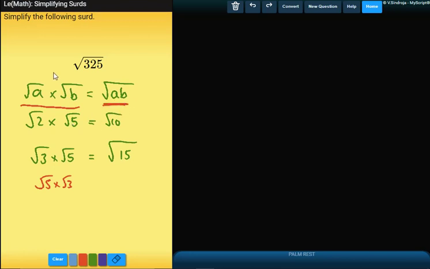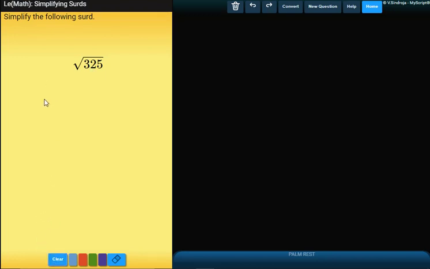It doesn't quite work with addition, so don't think it works with addition. Root 2 add root 5 does not equal root 7. That's not true. But for multiplication and division, it's true. So we're going to use that basic law of surds to do the multiplication to simplify this. And it's all to do with square numbers.